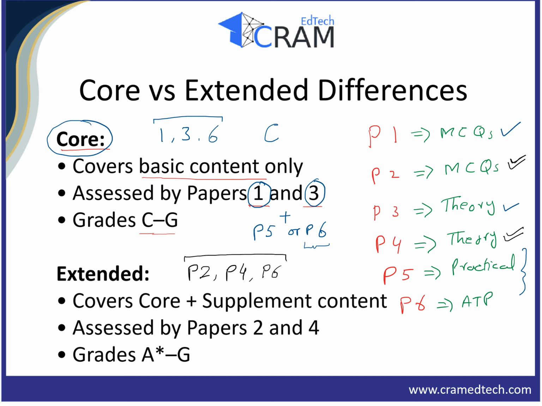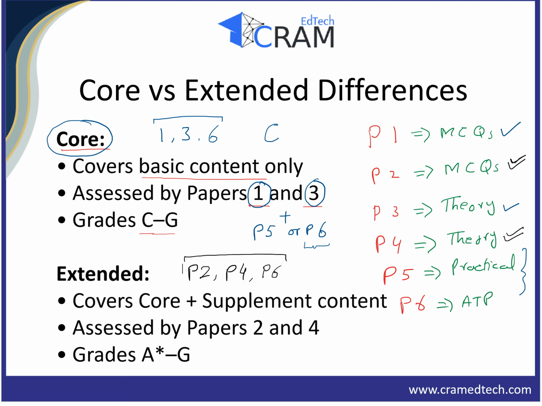But the good thing is, if you're writing P2, P4, and P6, then the highest grade which you can achieve is the A star, and the lowest grade is G. So I think at least you got the idea of what is core and what is extended. In short, when you are writing the core exam, you are appearing for paper 1, paper 3, paper 6. When you are writing extended, you are appearing for paper 2, paper 4, and paper 6.